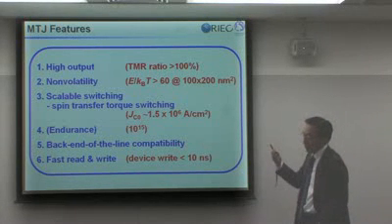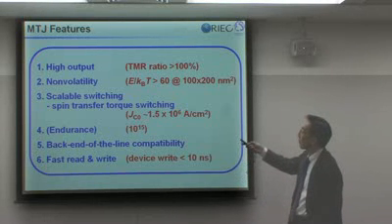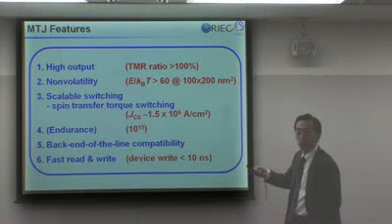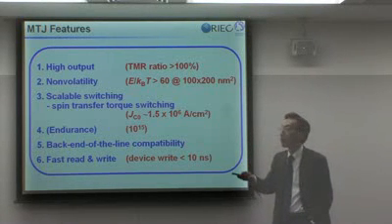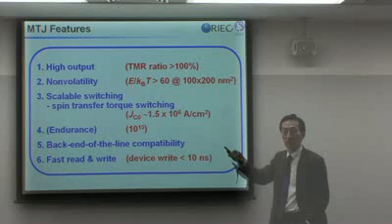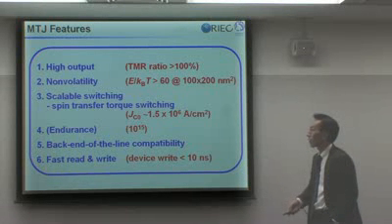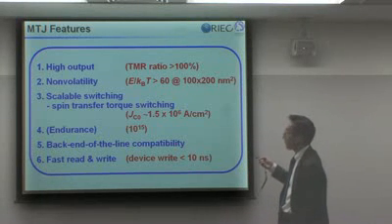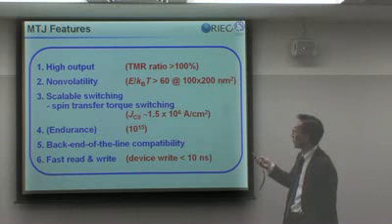So, to make a long story short, I have listed magnetic tunnel junction features here. We have high output. As I have shown you, we can easily get over 100% tunnel magnetoresistance ratio, which is important for readout of the signal or the resistance. It is non-volatile, depends on the dimension. And this is something that people are still working on.